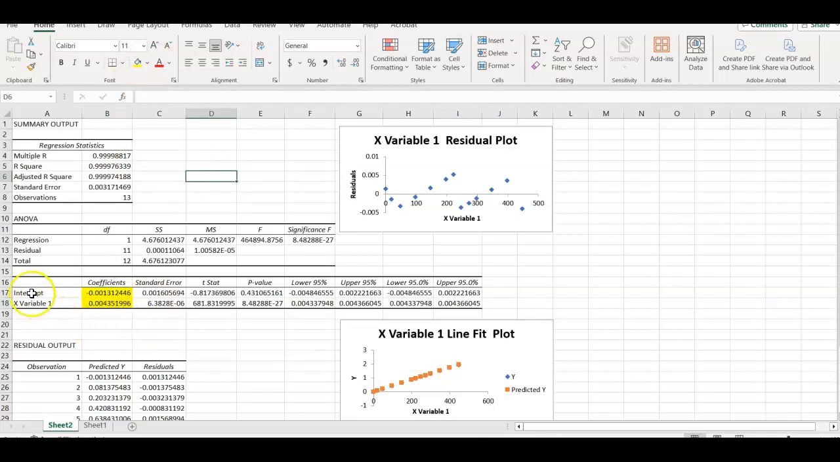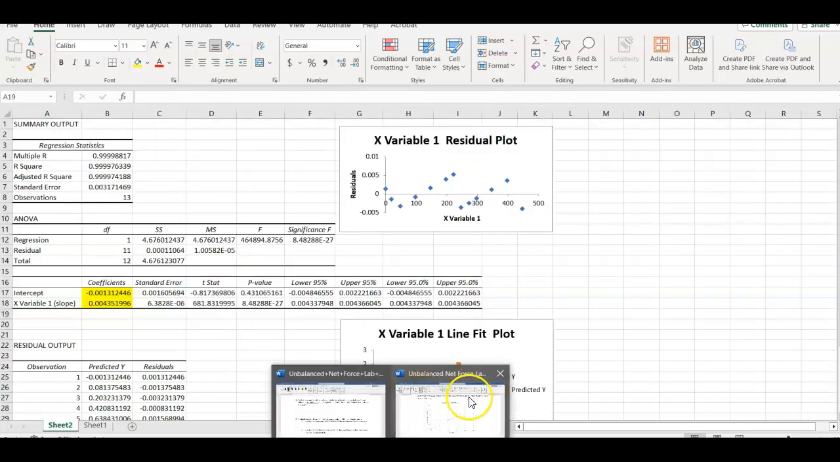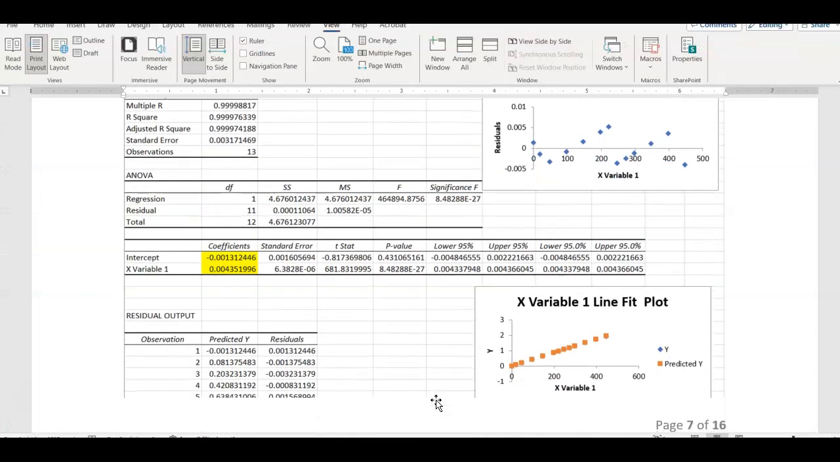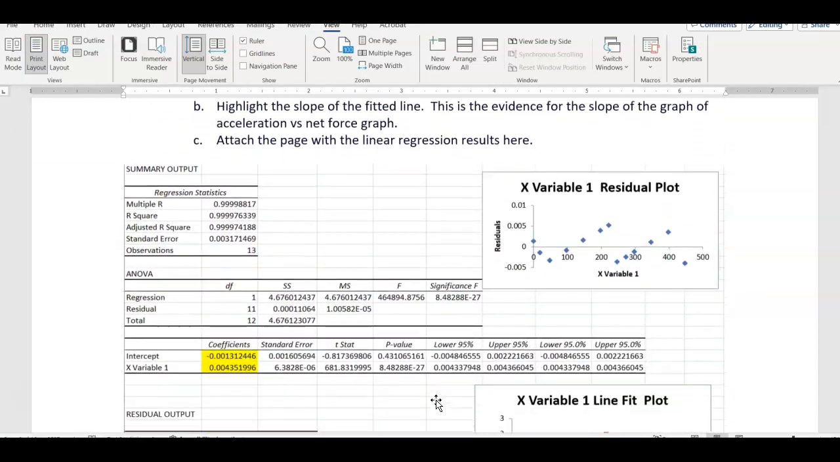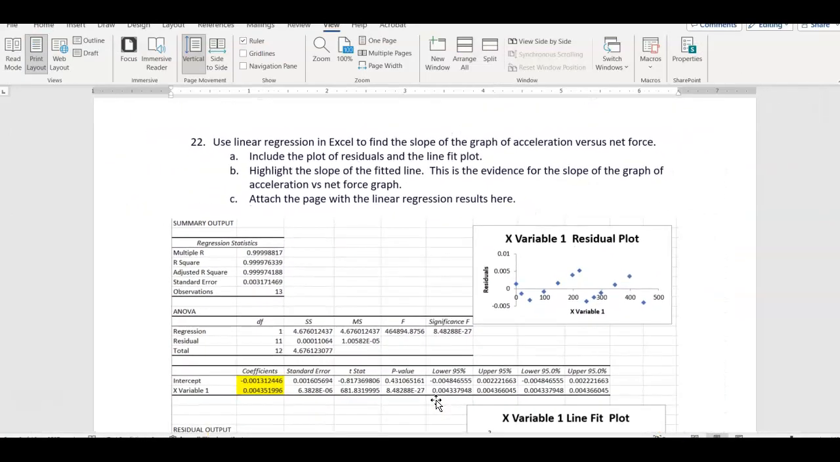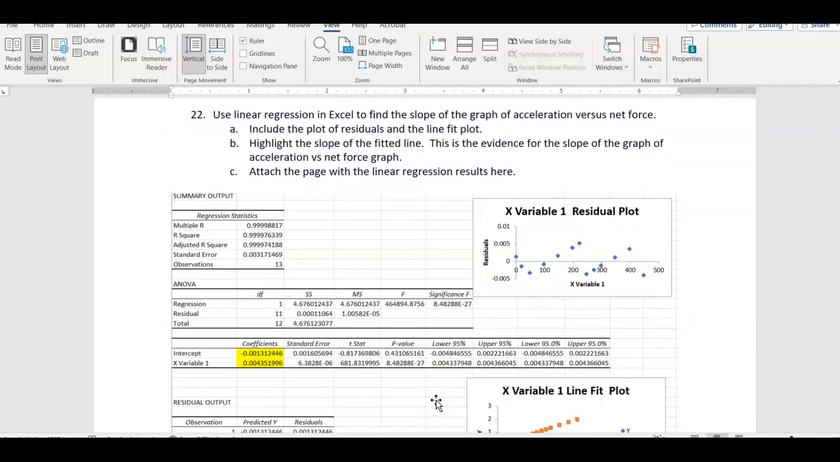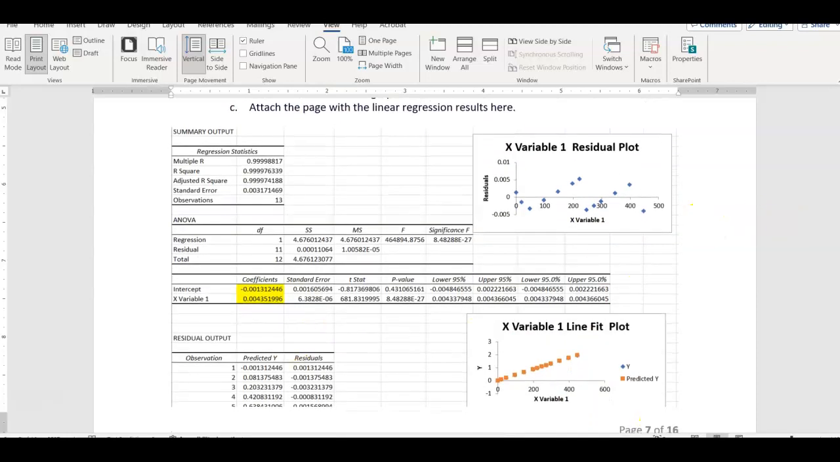I've highlighted the y-intercept, and remember this x variable 1, that is the slope that we're looking for. Okay, so I'm going to take a picture of this and put it in my lab report here at step 22. Notice the requirements here. It says to include the plot of the residuals and the line fit plot, highlight the slope of the fitted line. See, I did that. I highlighted it in yellow.